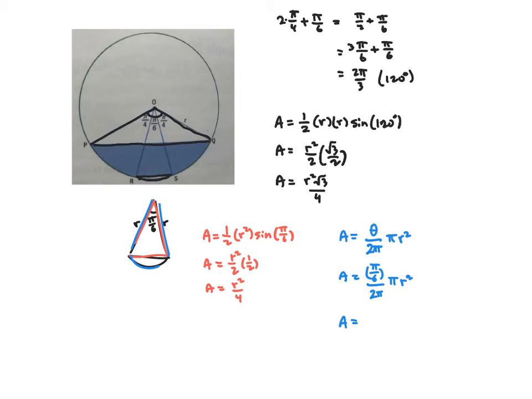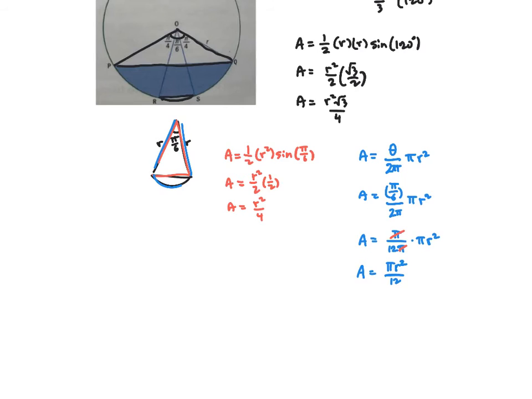All right, so what do I get? The pi's reduce, clearly. This would be pi over 6 times 2, which is 12, times pi r squared. So we're going to get a reduction here. These pi's reduce, and so the area of this blue region would be pi r squared over 12.